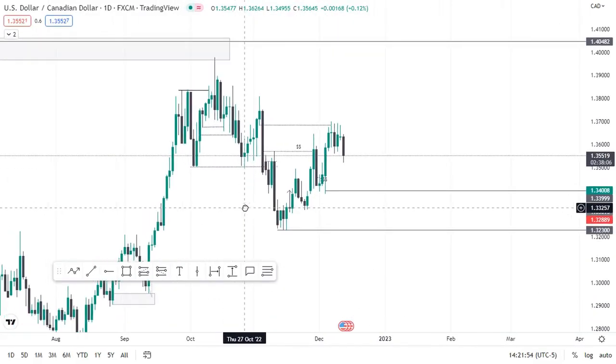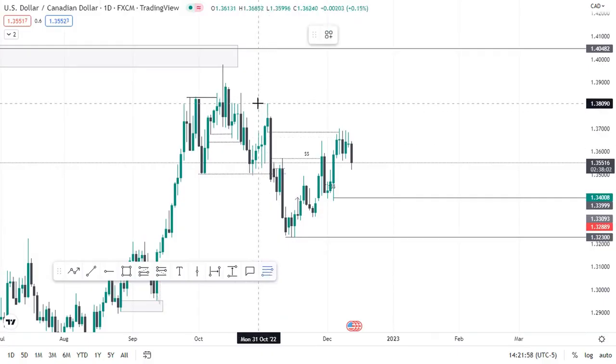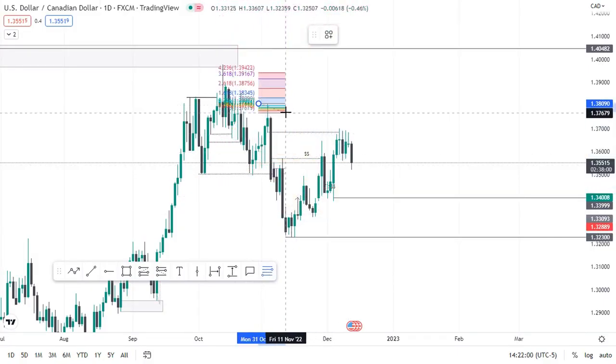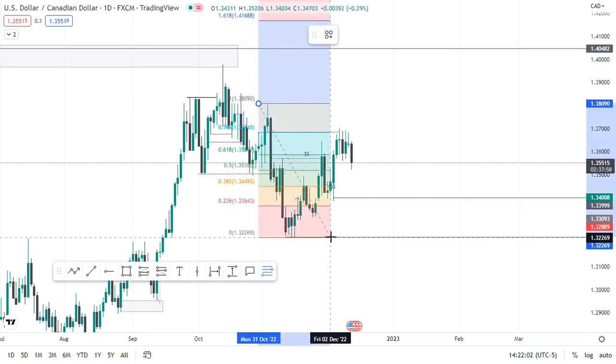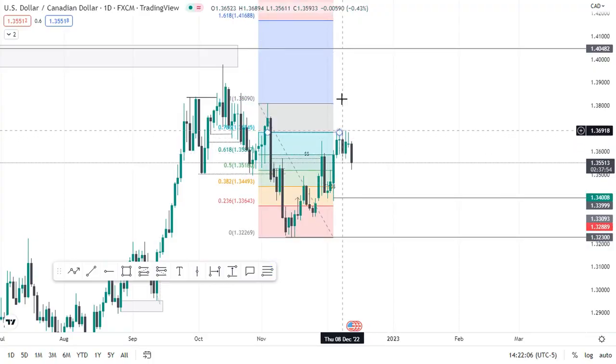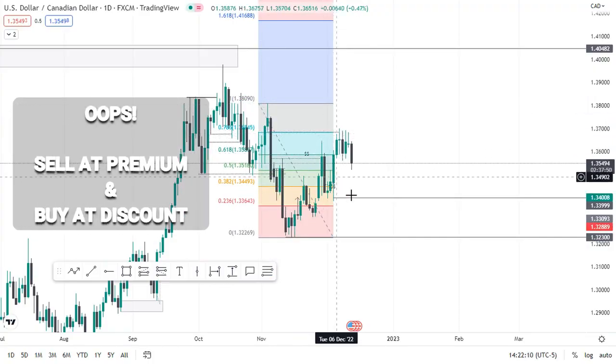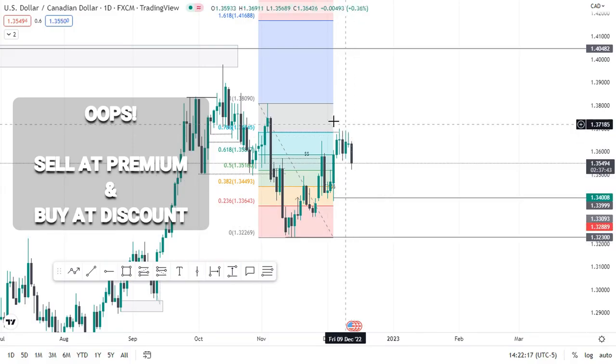So the concept of premium and discount, not to get confused: you basically just use your Fibonacci tool, draw your Fib tool from the top of the range to the lower part of the range, and basically from 61.8 upwards is the premium zone for you to sell, and then 38.2 downwards is the discount zone for you to buy. What this basically helps you do is to increase your risk to reward.